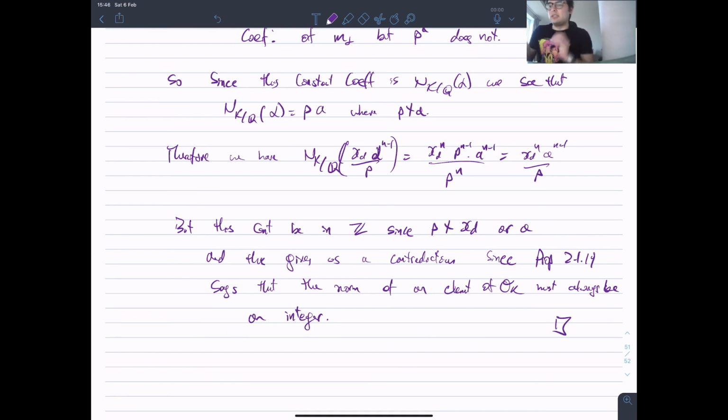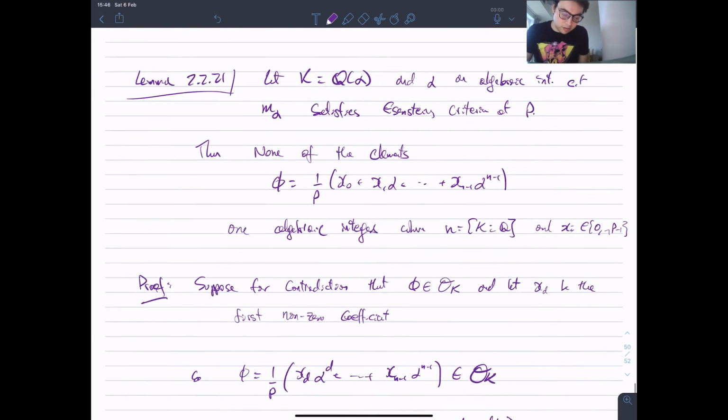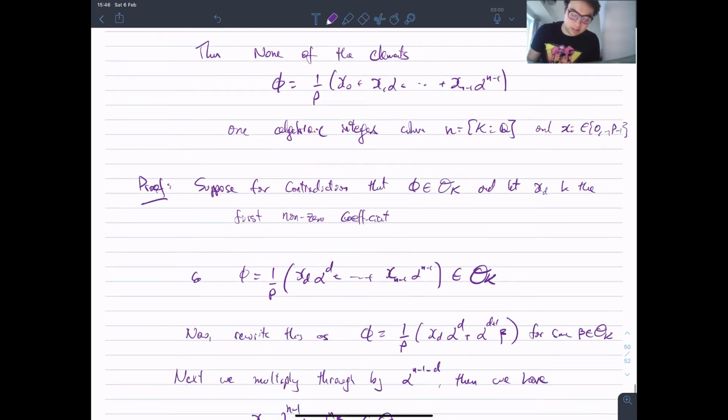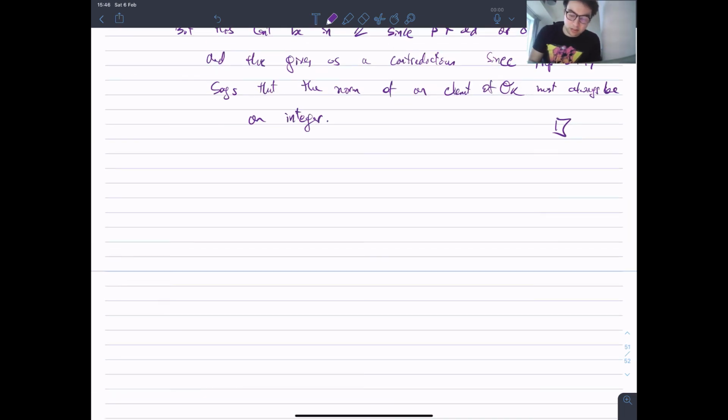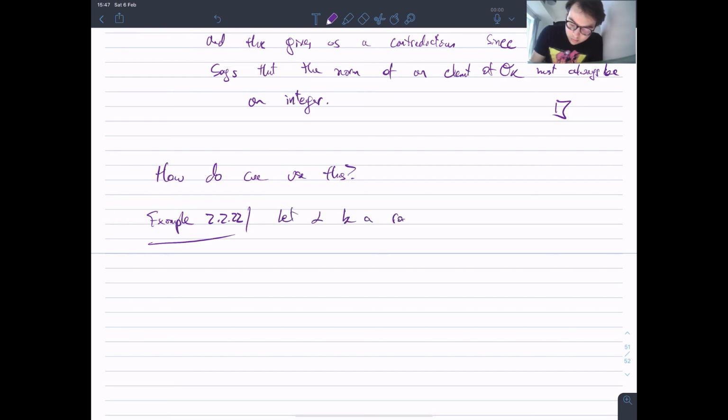Okay, so this is a long proof, but it's quite useful. This result will be very useful for us for computing bases. So here's an example. How do we use this? Example 2.2.22. So let alpha be a root of, let's go back to x to the 8 minus 2.